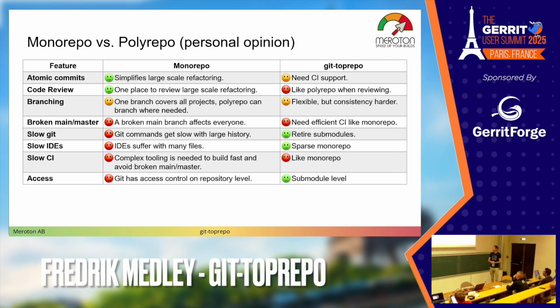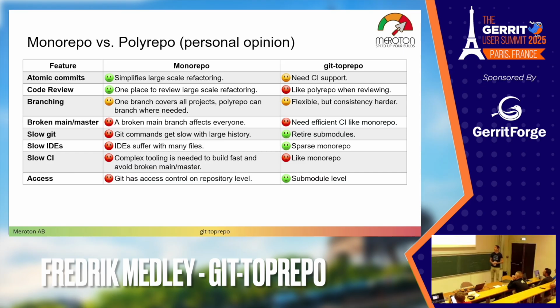Yes, you do. And if you do it in a polyrepo, that's also a problem. So what you need is an efficient CI engine and an efficient build system. So you need to invest money in that, and the money perspective and investment is a problem. With the monorepo, you get slow Git commands eventually with a large history. But with polyrepo and git-toprepo, you can actually retire submodules. I don't want this submodule anymore. Okay, well, don't fetch it.